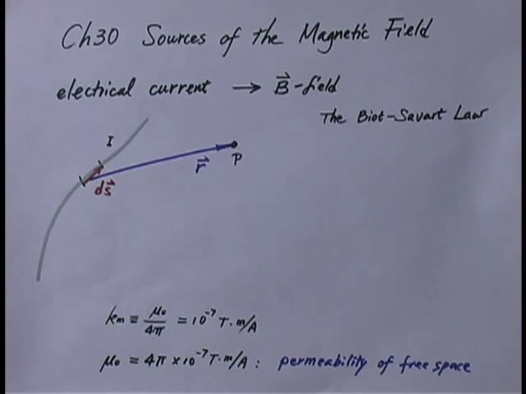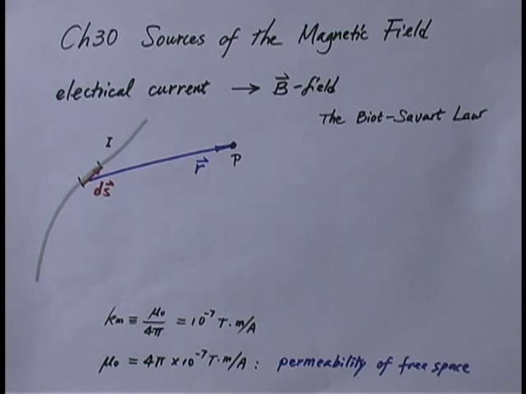Number 30. Sources of the magnetic field. In the previous chapter, we introduced the concept of the magnetic field, and we focused our attention on the magnetic field exerting a magnetic force on a moving charge or a current. And we looked at various examples of the magnetic force.